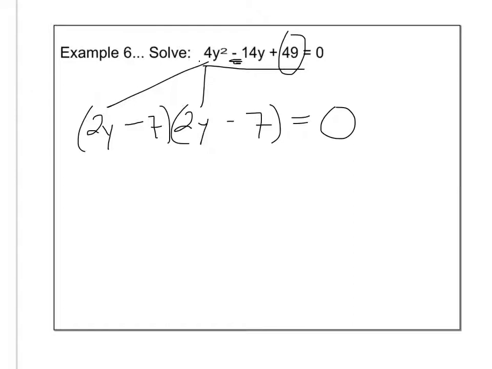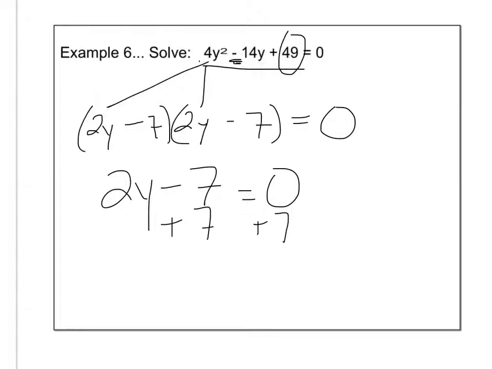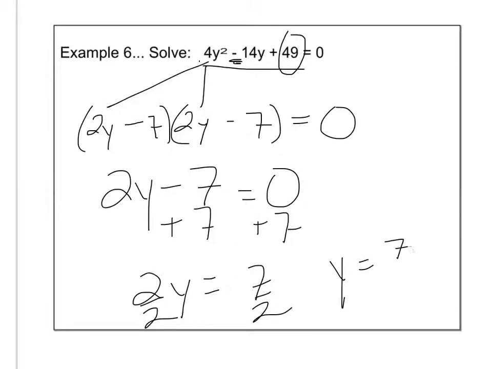So then you're going to take one of your binomials, because they're both the same, set it equal to 0. Now solve for y. Add 7 to both sides. You get 2y equals 7, divide by 2 on each side, y equals 7 halves, or 3.5. And we're done.